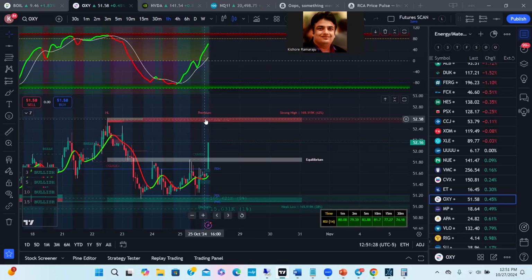So, minimum it will go to 52.6. So, you can buy stocks, you can do a bull put spread, you can buy calls. It is in the uptrend. It will go all the way to the top. Again, it will touch this, and then again it will drop.